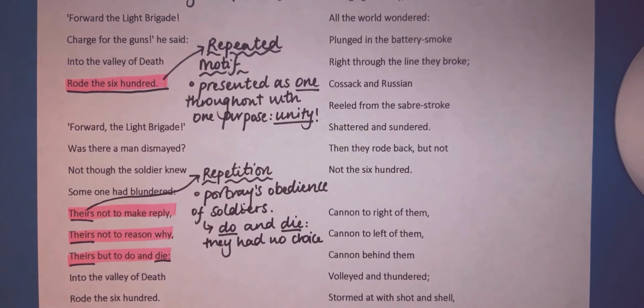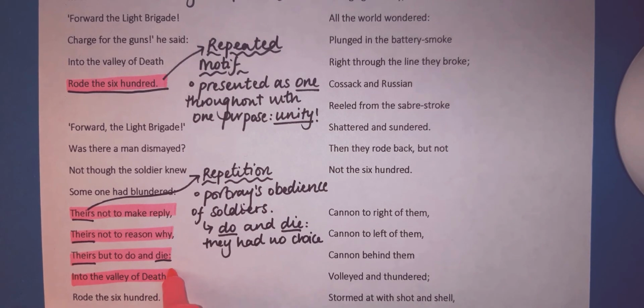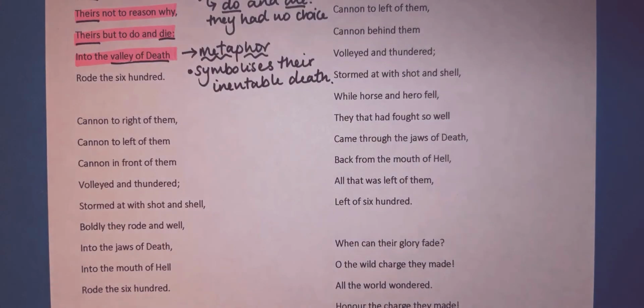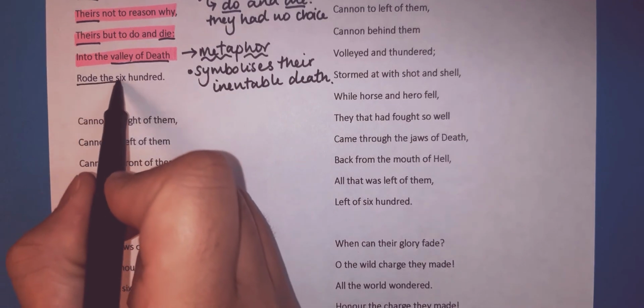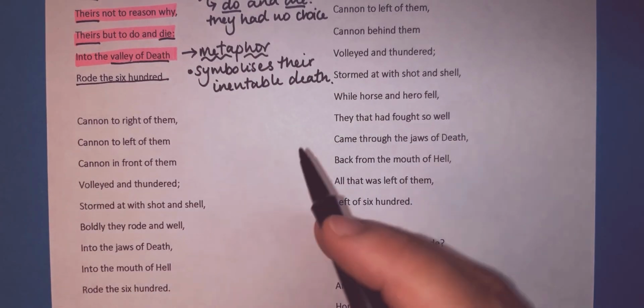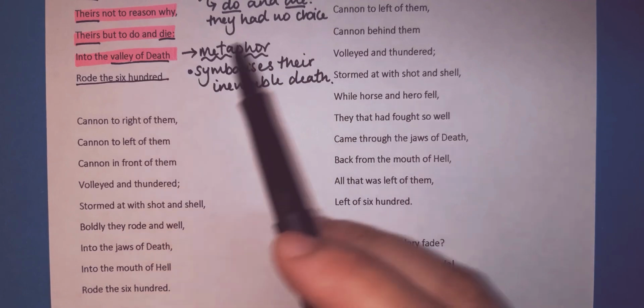So again, just to further emphasize this point, even the next line, it's saying "into the valley of death." So it's symbolizing their inevitable death. So they had to die, they had no other choice. Again, notice how there's here again, "rode the 600." And just remember that valley of death is a metaphor.